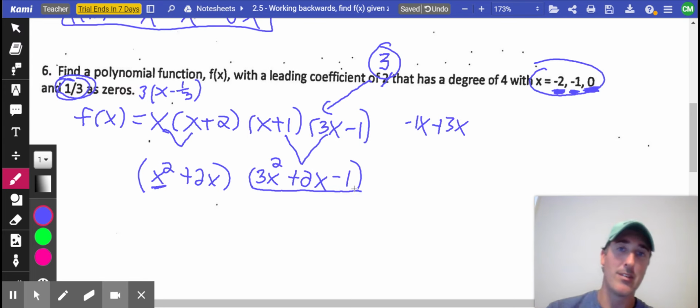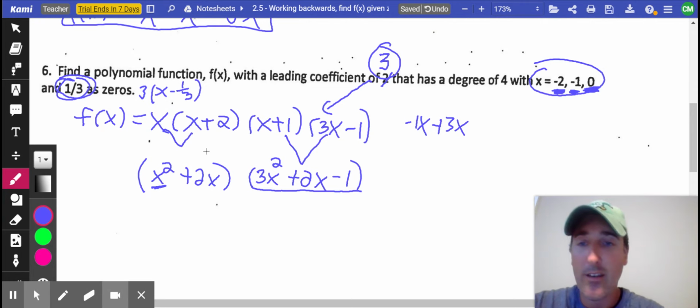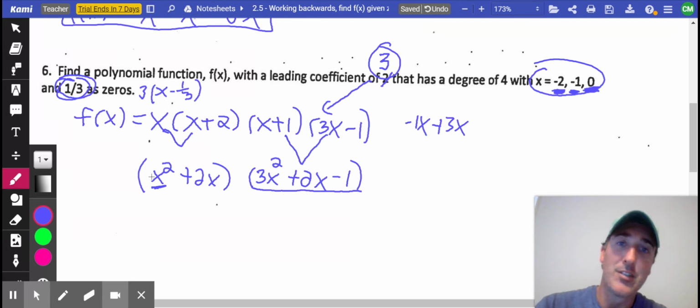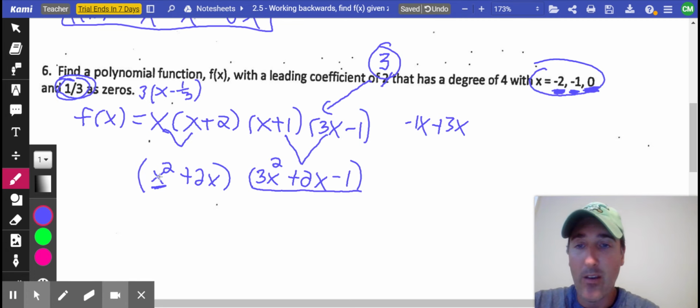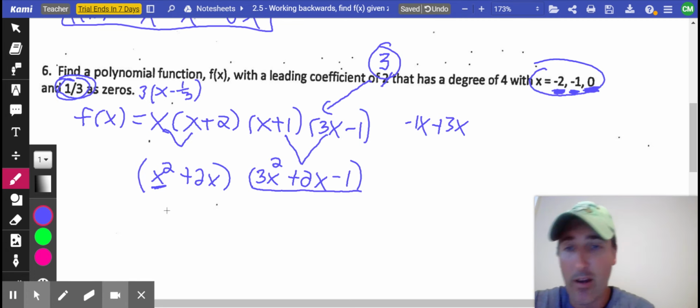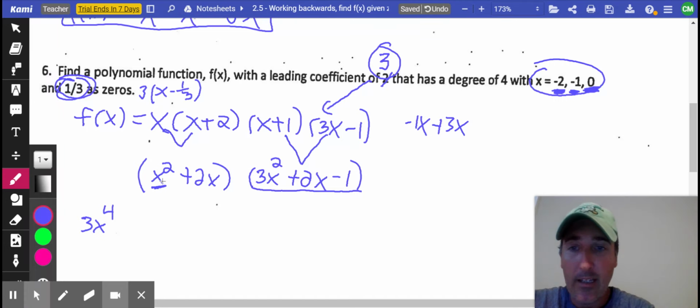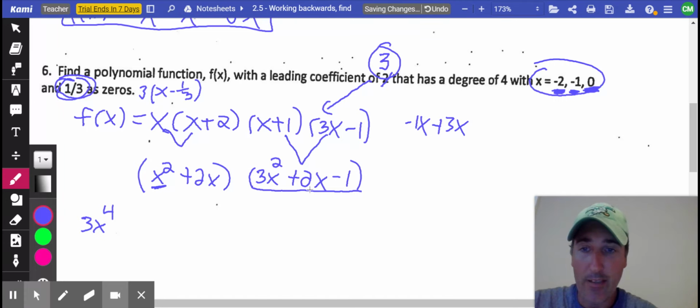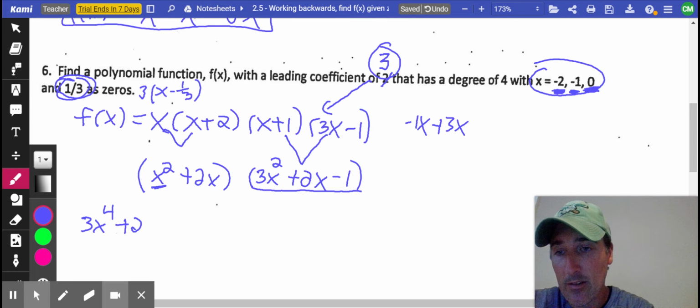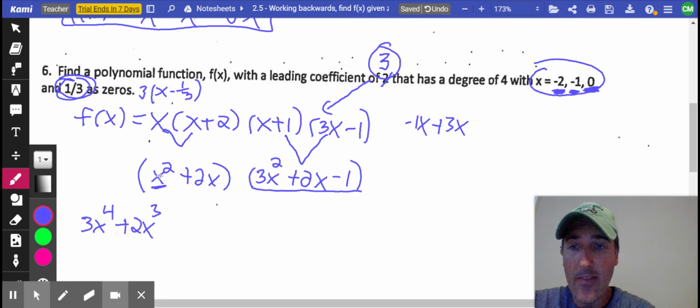All right. So we just have to kind of be patient, take your time, make sure you show all the work. It's not hard, it's just a lot of steps right here. All right, so this x squared times 3x squared is 3x to the fourth. That's going to be your leading coefficient. Then x squared times 2x is 2x cubed. And then x squared times negative 1 is negative x squared.